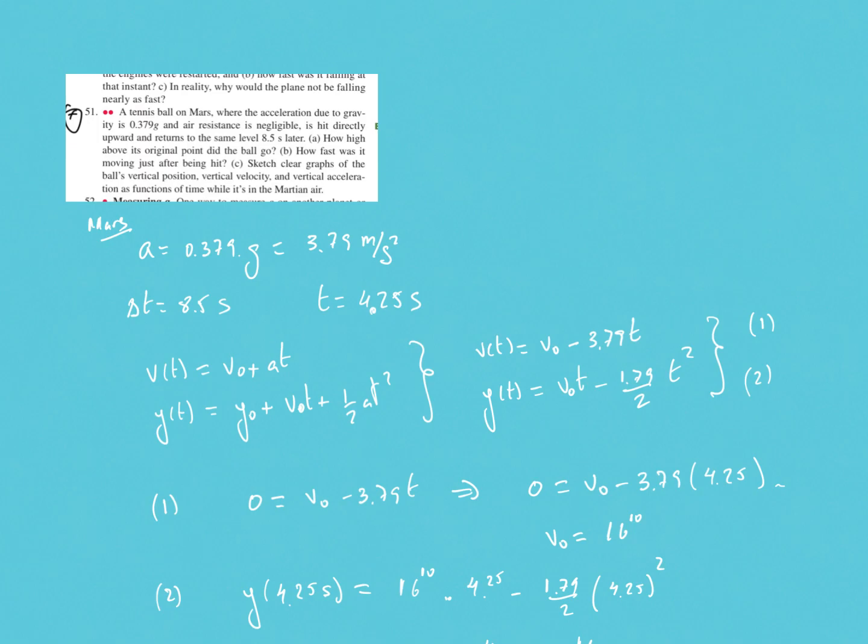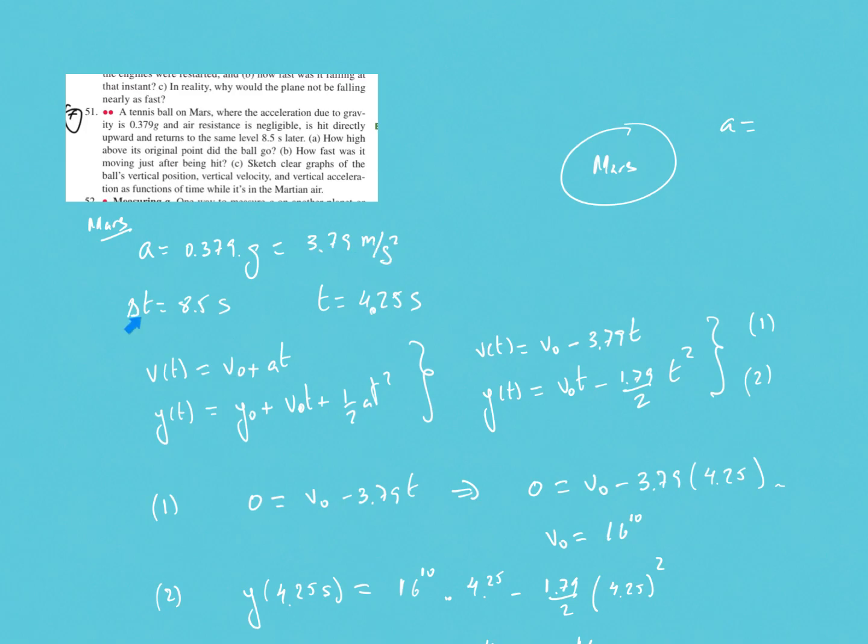So, what it says, you are on Mars, a different planet than the Earth, where the acceleration is 0.379 g, where g is the acceleration of the Earth, 10 meters per second squared. So the acceleration on Mars is 3.79 meters per second squared.